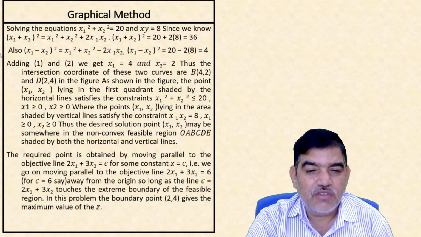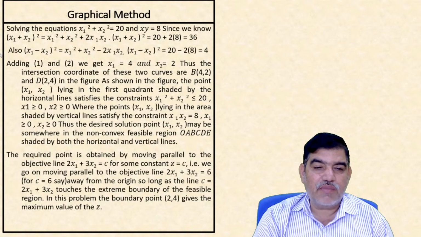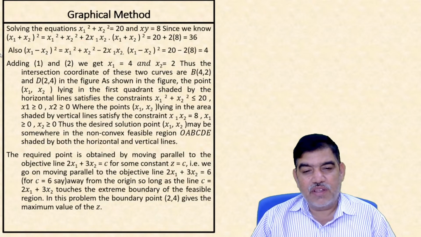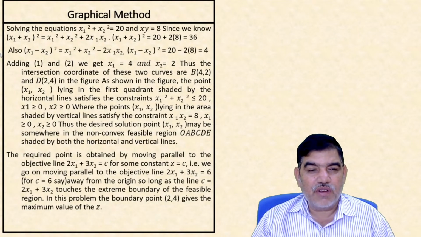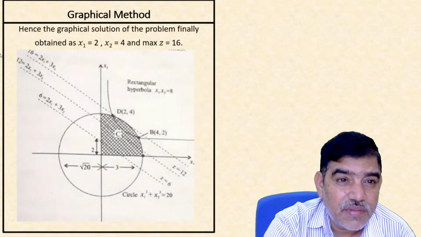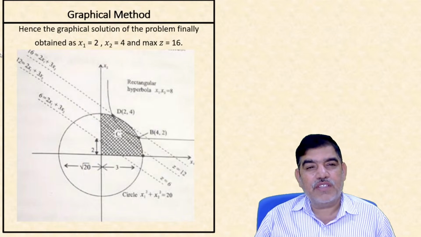Away from the origin, so long as the line c equal to 2x1 plus 3x2 touches the extreme boundary of the feasible region. In this problem, the boundary point (2, 4) gives the maximum value of z. That is the objective function. And this is the graphical figure of the above example.